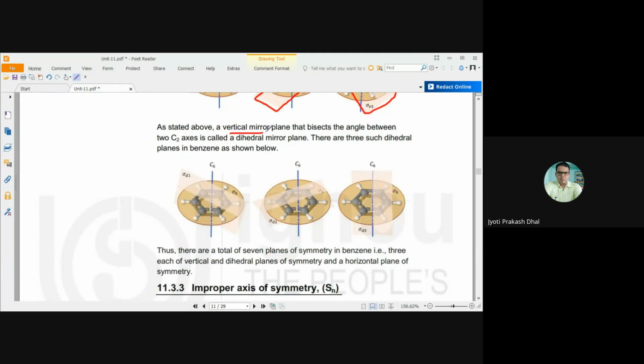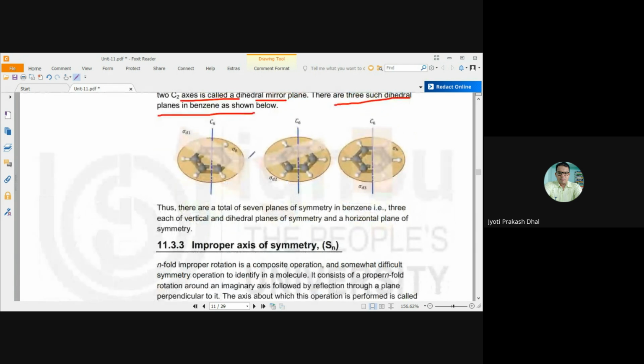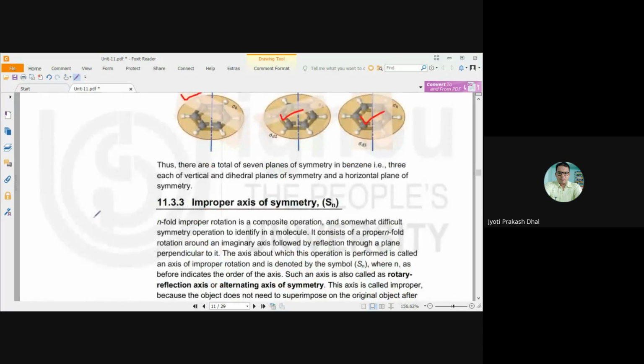A vertical mirror plane that bisects the angle between the two C2 axes is called a dihedral mirror plane. There are three such dihedral mirror planes in the benzene molecule. So this is sigma D1, sigma D2, and sigma D3. So this is about the dihedral plane sigma D, sigma H, and sigma V.